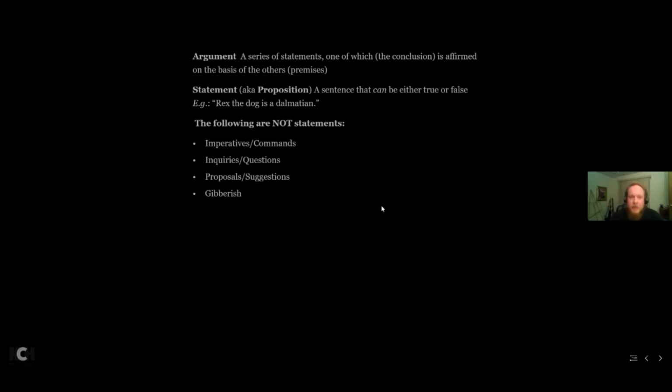An argument is a series of statements, one of which, the conclusion, is affirmed on the basis of the others. And so the thing you're going for, like the verdict, if you will, is the conclusion. The stuff you use to back up the conclusion, those statements are called premises. So what's a statement? Which is also known as a proposition, hence the notion of propositional logic. A proposition or a statement is a sentence that can be either true or false.